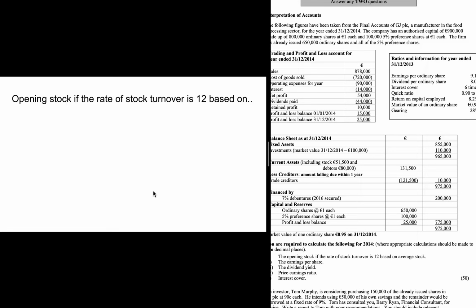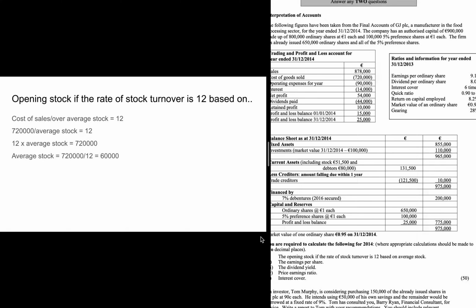So you need to write down the formula. So the rate of stock turnover is cost of sales over average stock. So cost of sales over average stock is equal to 12. So therefore 12 times average stock is equal to cost of sales. Now cost of sales is 720. So 12 times average stock is equal to 720. So average stock has to be 60,000.